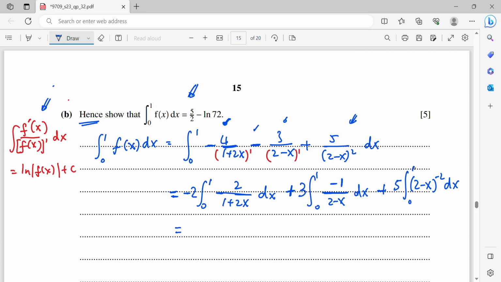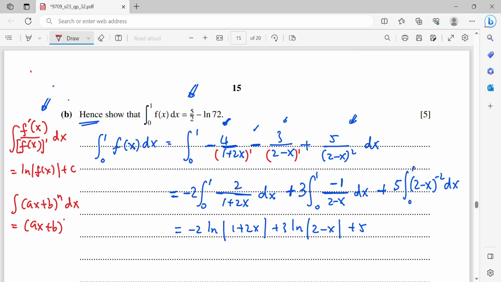So now from here, the first term will be negative 2 ln of the denominator. Same for the second integration, it will be plus 3 ln of 2 minus x. But for the last term, we cannot use the ln formula because the power is not minus 1 after you move up. So for that case, we need to use this (ax plus b) to the power of n. It will be (ax plus b) to the power of n plus 1 over n plus 1, then when you differentiate ax plus b, it will be a, then plus c. But please take note that this formula is valid when n is not minus 1.